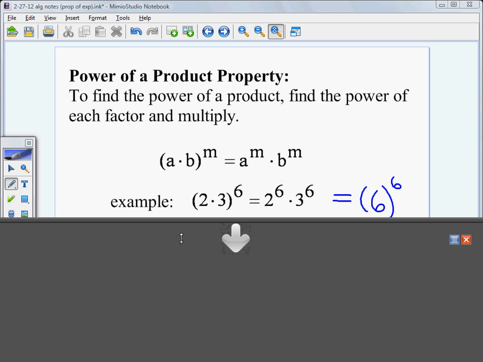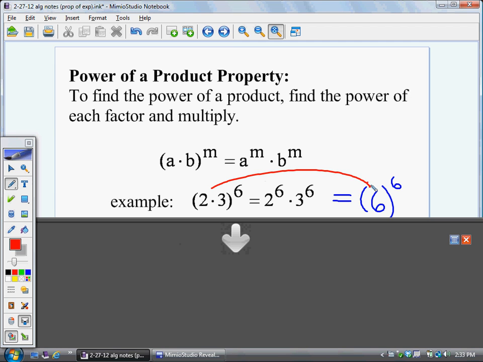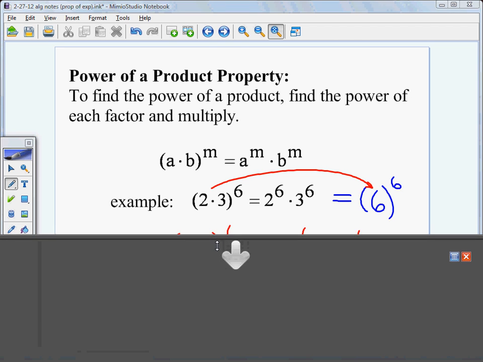Or we could end up doing it, you actually just do the order of operations. 2 times 3 is 6, 6 to the 6th power. And if you calculate both of those, you're going to get the same answer.